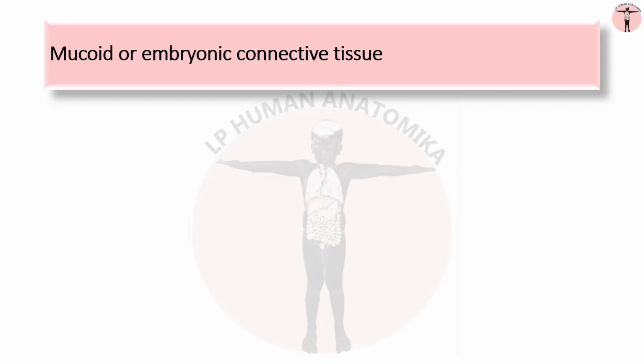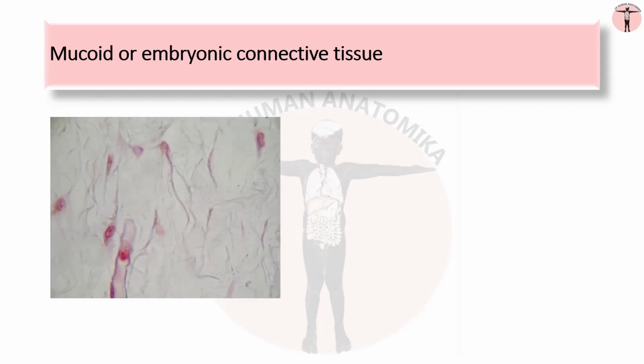Coming to the other type of specialized form of connective tissue, mucoid tissue or embryonic connective tissue. In contrast to all the connective tissues, the most conspicuous component of mucoid tissue is a jelly-like ground substance which is abundant and rich in hyaluronic acid.